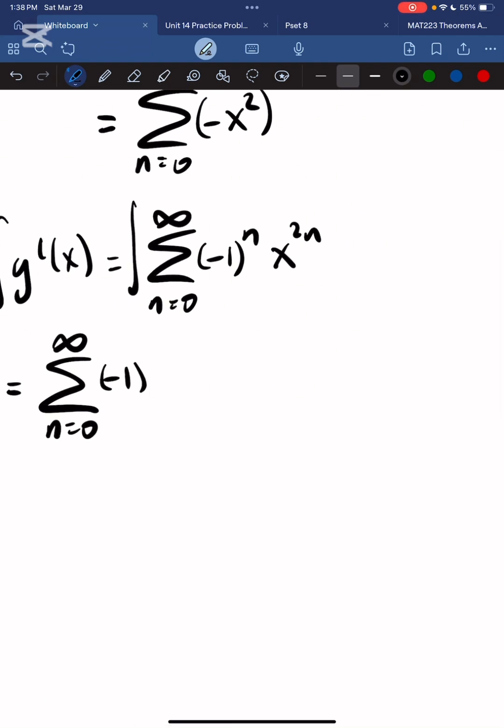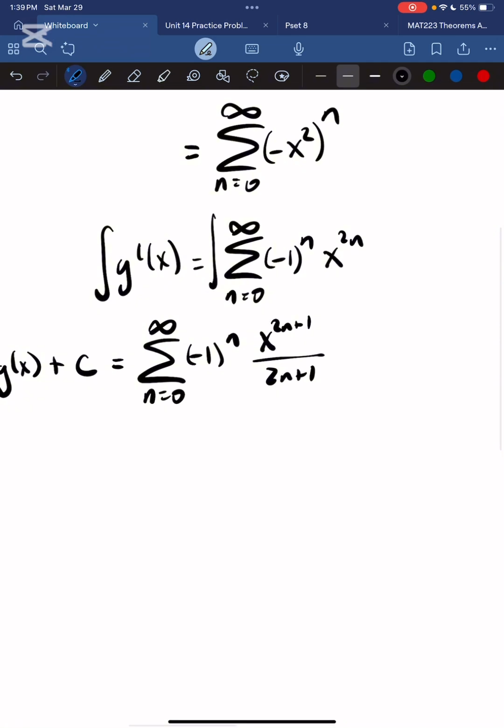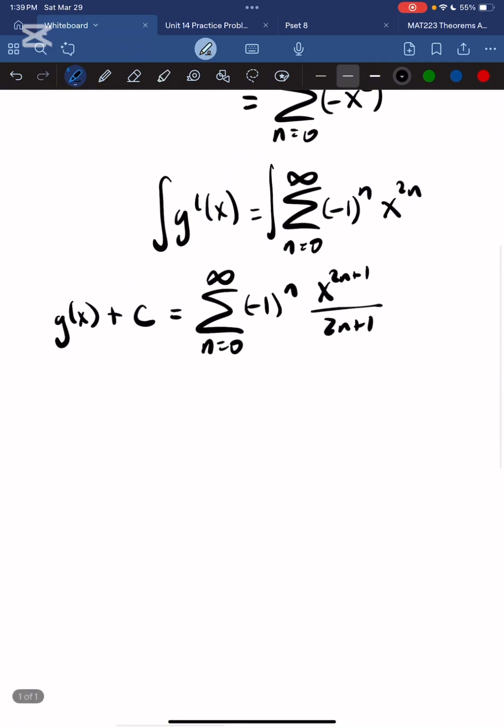And when we integrate it, we only integrate the x term, right? The integral of x to n dx. And this is just equal to, because 2n is just some number, right? This is x to 2n plus 1 over 2n plus 1. Great. And now how do we figure out c?